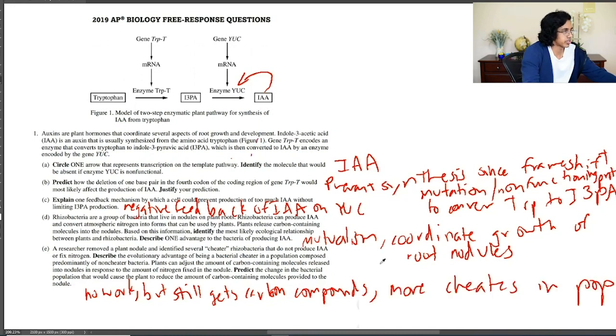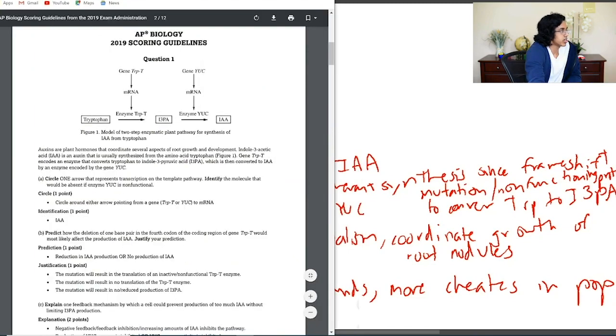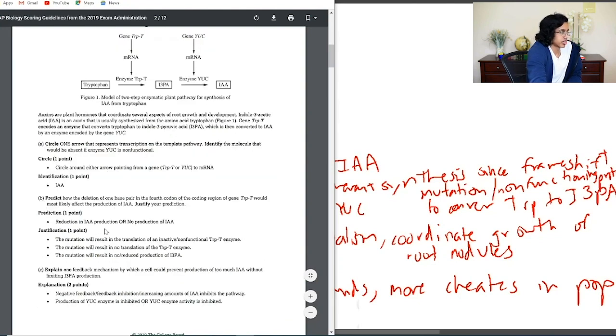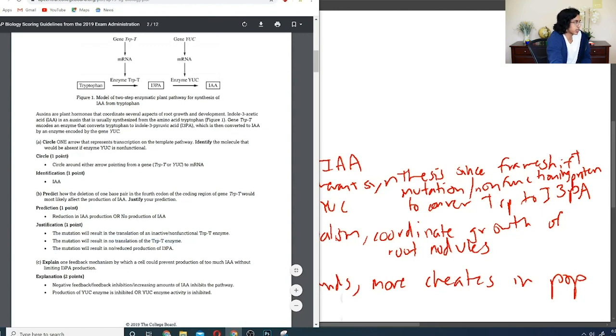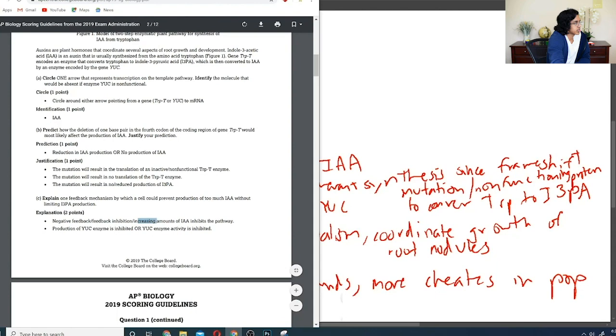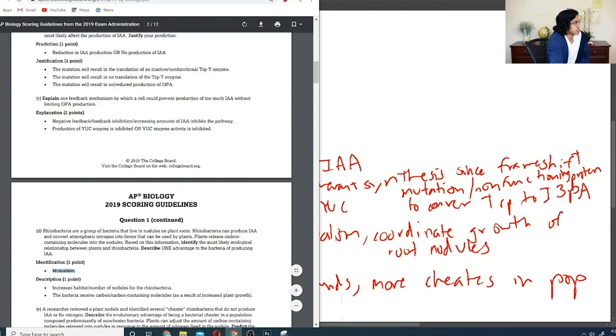Alrighty, let's check our answer. Is that it? Yeah, that's it. Alright, so you could either do this one or this one, makes sense. IAA, okay, good. Reduction, okay, that's basically what we said. And basically, yeah, you're going to have a non-functional enzyme. Okay, epic. Negative feedback, okay, yeah, that's basically what I said. Nice. Mutualism, it lets them form the nodules, very cool.